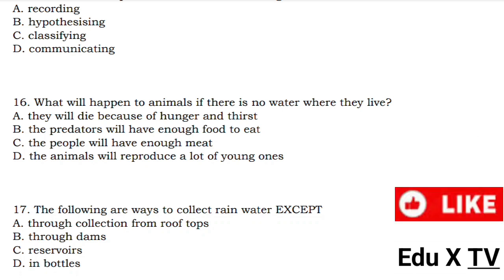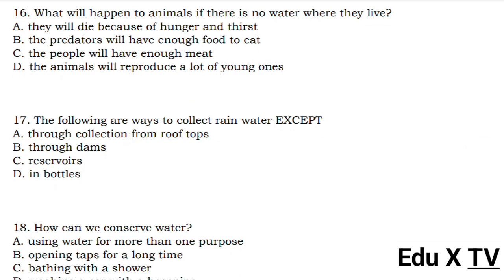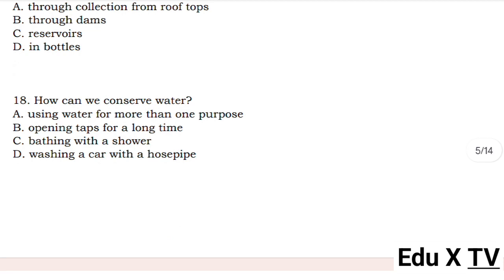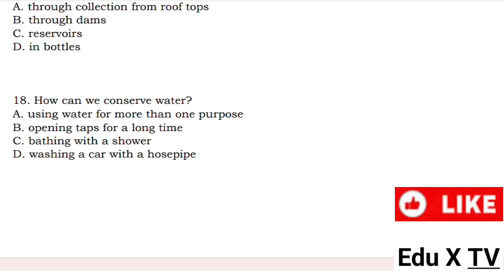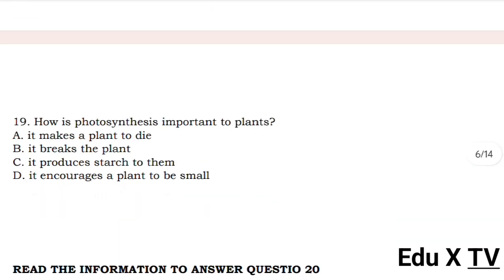Number 16, what will happen to animals if there is no water where they live? Answer A. Number 17, the following are ways to collect rain water except answer D. Number 18, how can we conserve water? Answer A. Number 19, how is photosynthesis important to plants?